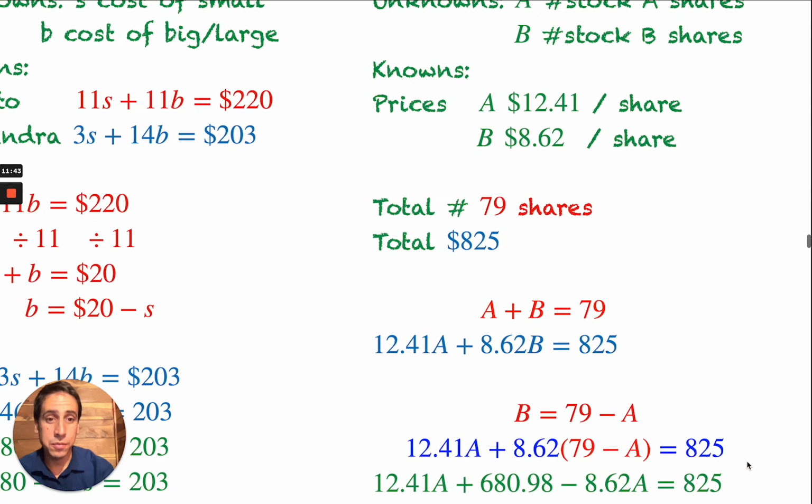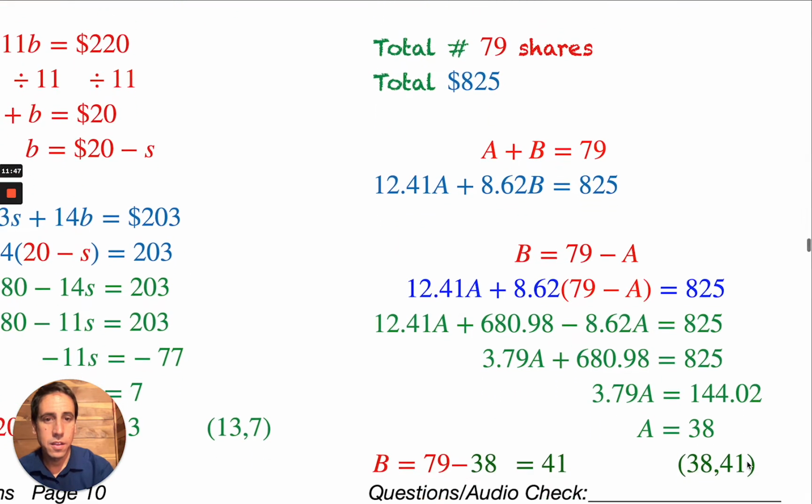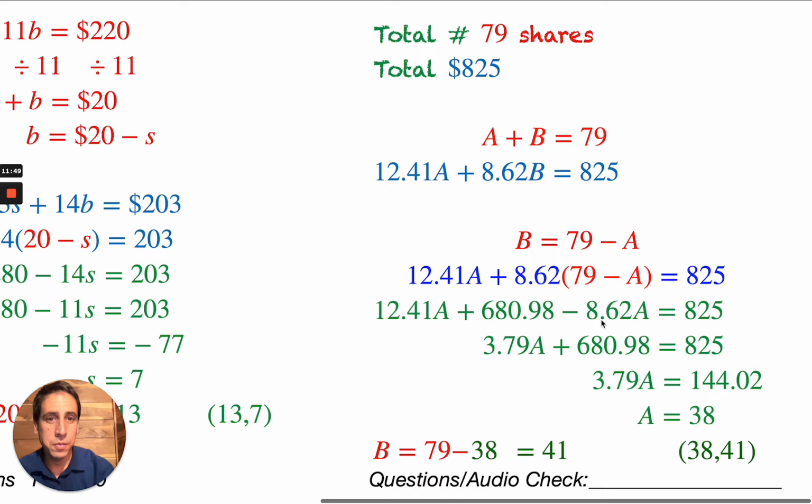Often we distribute first, and then combine the like terms. This 12.41A and minus 8.62A gives you 3.79A. And then undo the addition, and then undo the multiplication, and you get A is equal to 38.